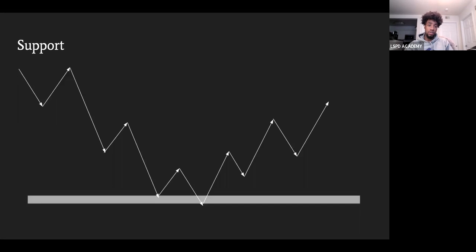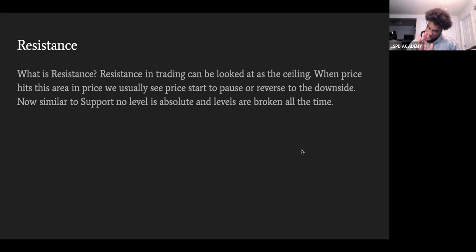So with that, we're going to take a little example of what a price support zone will look like. You'll see price in this preceding downtrend: lower low, lower high, lower low, lower high, lower low, lower high. Price starts to reach this zone, boom, and now we're starting to see our uptrend momentum: higher high, higher low, higher high, higher low, higher high. Simple, keep it simple.